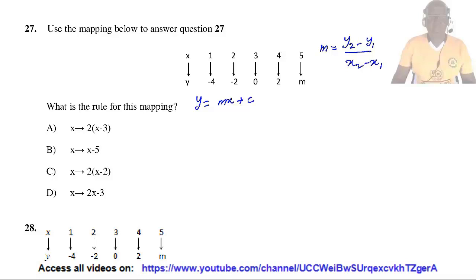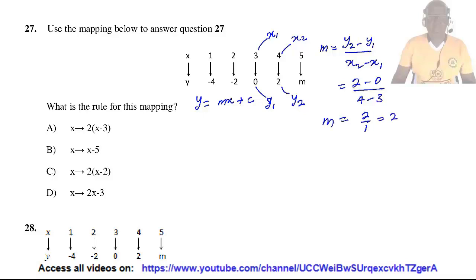Now, let this be S1 and the corresponding value Y1. Let this be S2 and the corresponding value Y2. Therefore, M equals Y2, that's 2, minus Y1, that's 0, divided by S2, that's 4, minus 3. Therefore, we shall get 2 divided by 1, which equals 2. Therefore, M equals 2.